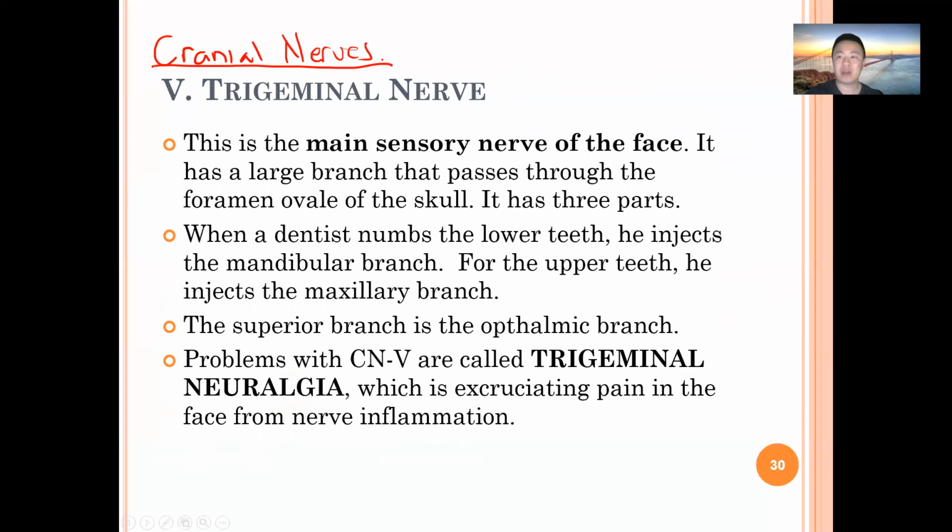Okay, the 5th cranial nerve is called the trigeminal nerve. This is the main sensory nerve of the face, and it has a large branch that passes through the foramen ovale of the skull, and it's got 3 parts. When a dentist numbs the lower teeth, he injects a mandibular branch, and for the upper teeth, he injects a maxillary branch. The superior branch is the ophthalmic branch, and problems with the 5th cranial nerve are called trigeminal neuralgia, which is excruciating pain in the face due to nerve inflammation. Again, neuralgia means pain. Neuro means nerve.